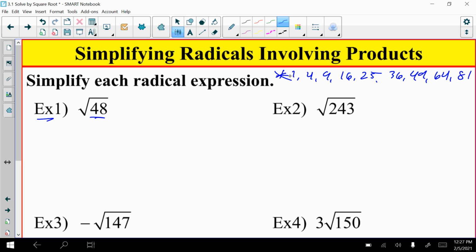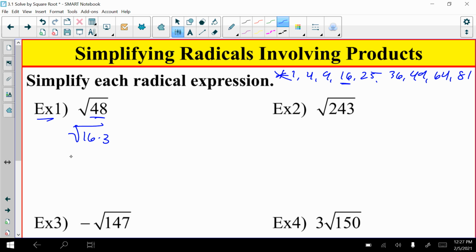So I'm just going to start dividing here, 48 divided by 4. Well, that works, but I think I might be able to get a little bit bigger than that. What if you did 48 divided by 16? That works, and I don't think you can get much bigger than that. So 48 can be rewritten as 16 times 3. Again, 4 also goes into 48, but 16 is bigger, and we want to use the bigger option. So I just rewrote this as 16 times 3.